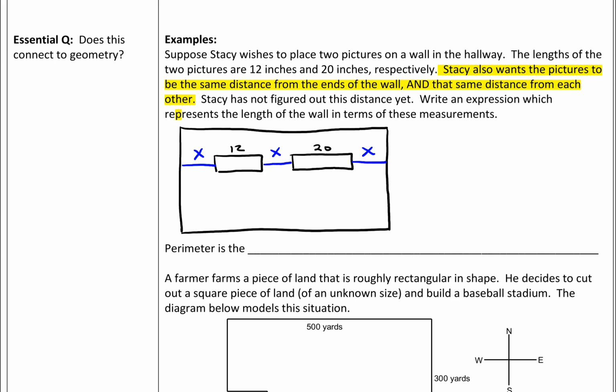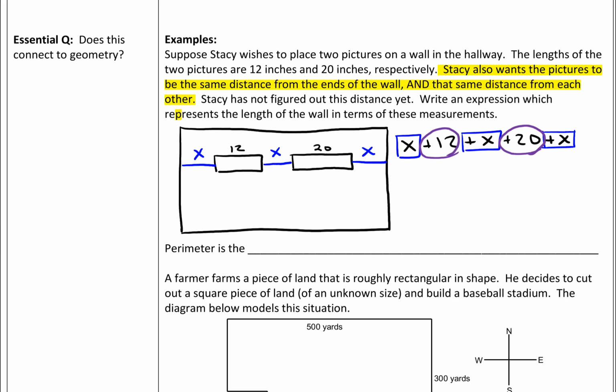So look at what we have. If we wanted to write an expression that represents the length of that wall, well, I have x plus 12 plus x plus 20 plus x, taking all of these measurements all the way across the wall. And we'll go ahead and combine like terms. Box in our x terms, of course making sure we get the sign in the front. And we'll circle our number terms.